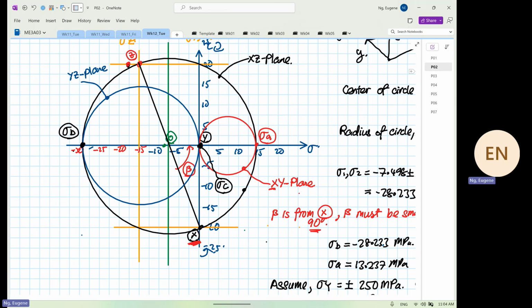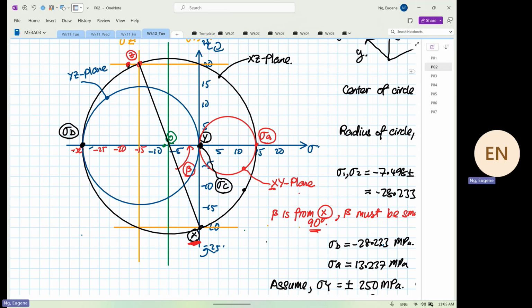Any questions so far? Yeah. Is there a reason we find the XY and YZ plane circles? Say it again. Is there a reason we find the XY and YZ plane circles? Yes. The reason why you want to do that is you want to make sure that your in-plane stresses are your highest. Okay? Good question.